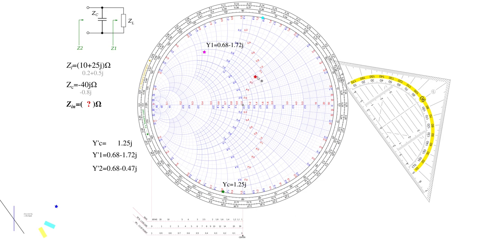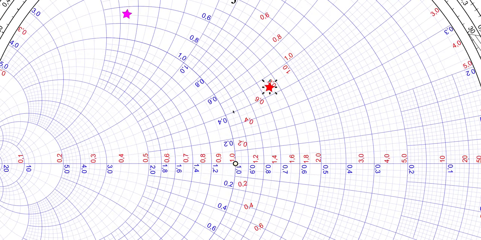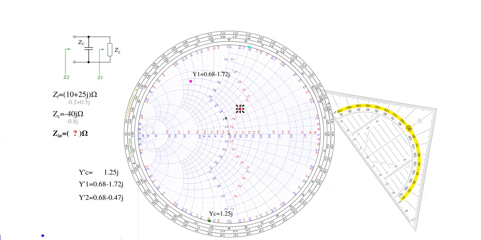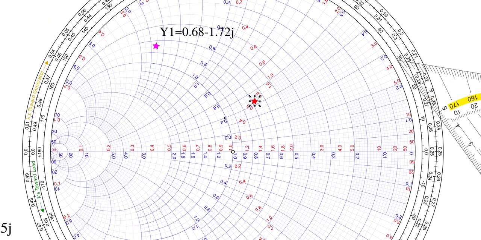Once more, we are somewhere here, no? 0.68, so it has to be a little bit more, and 0.47, which is here. Let's make it bigger. So 0.68 means between here and here, and 0.47 is somewhere here, 0.45, it's 0.5, it's here. So we get a point which is somewhere located here.